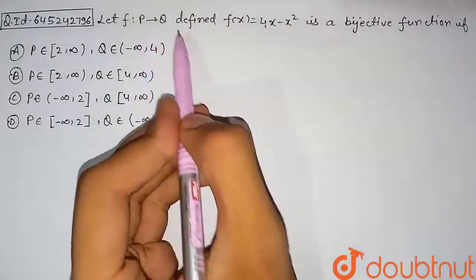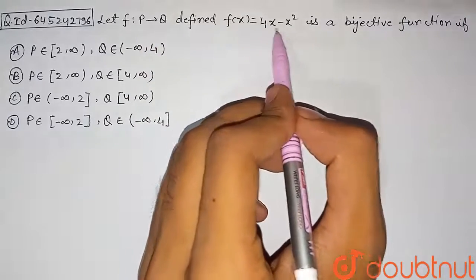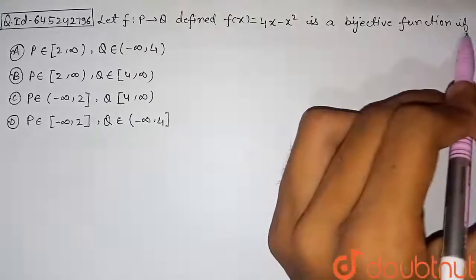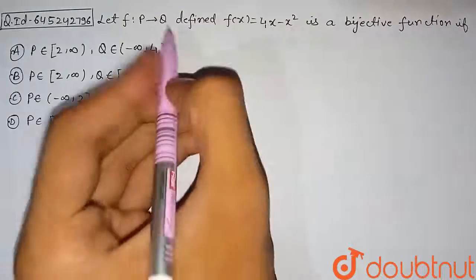Hello students, let's discuss the question. Let f: P to Q be defined by f of x equal to 4x minus x square. It is a bijective function if... So let's begin with the solution of this question.